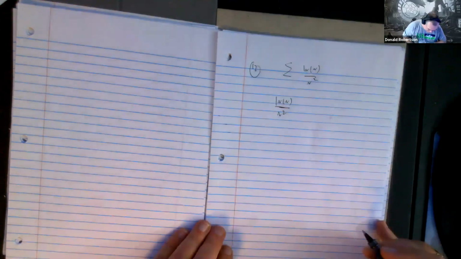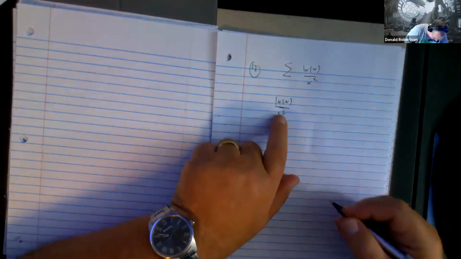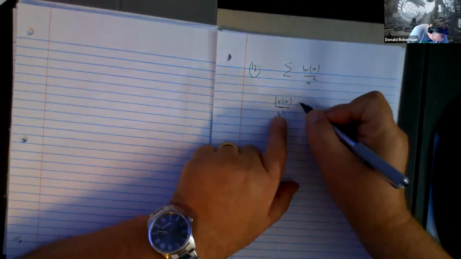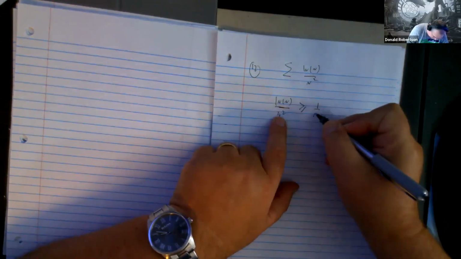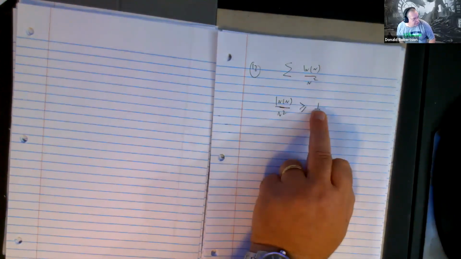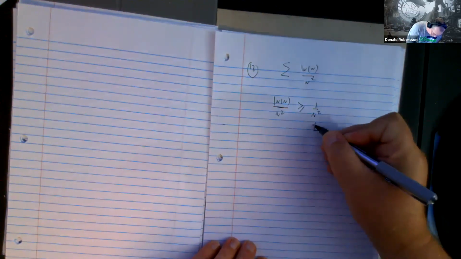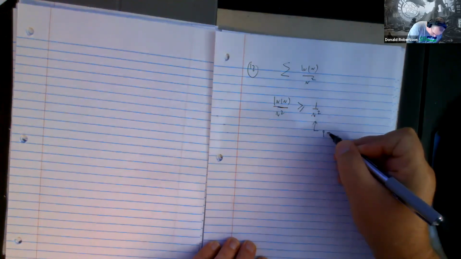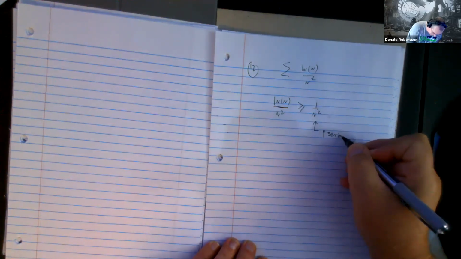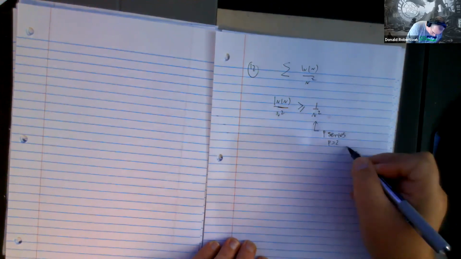And I'm going to do it by the direct comparison test. This term is greater than or equal to that one, because log of n is going to be greater than or equal to 1, provided n is 5 or 7 or 10, whatever it takes. Actually 10. But it's true eventually. Now, what do you know about that series? That is a P series, and that's P equals 2, so it converges.